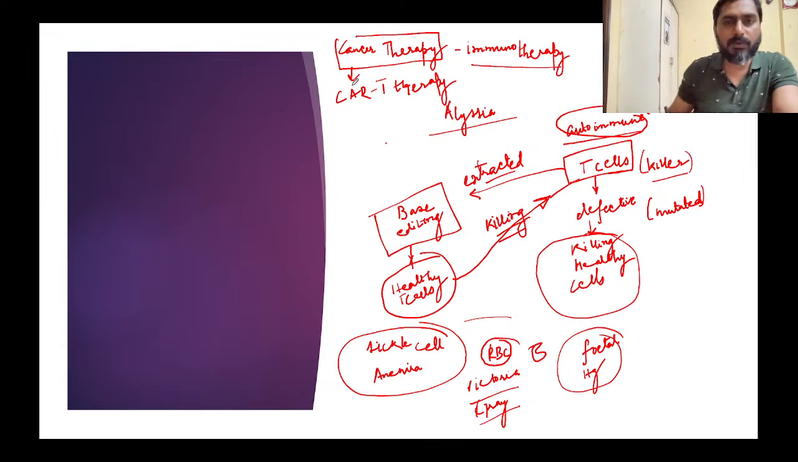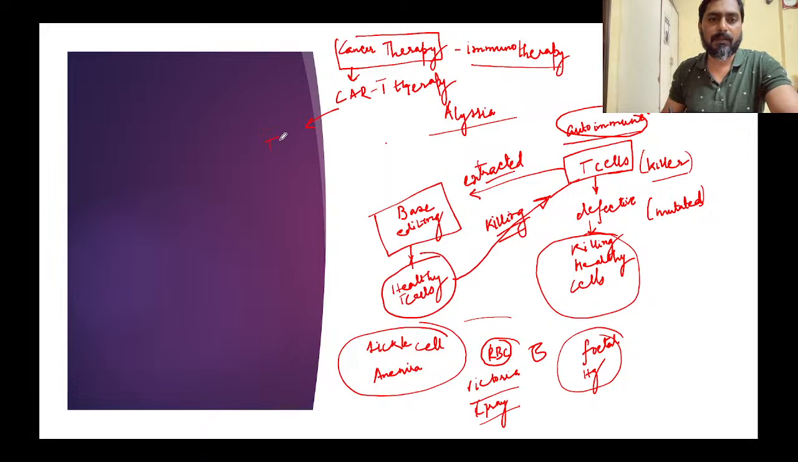In CAR T therapy, what we are doing is that we are taking T cells and going for their modification. We are extracting the T cells from cancer patients and modifying them, and these modified T cells can then identify a particular type of cancer. So it will identify the particular type of cancer cells.